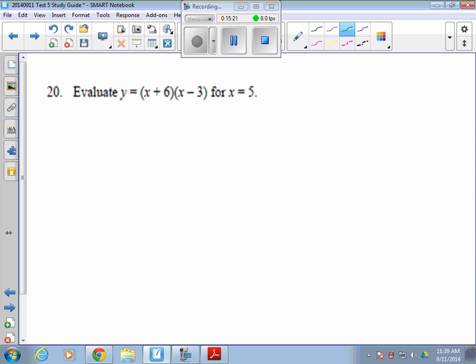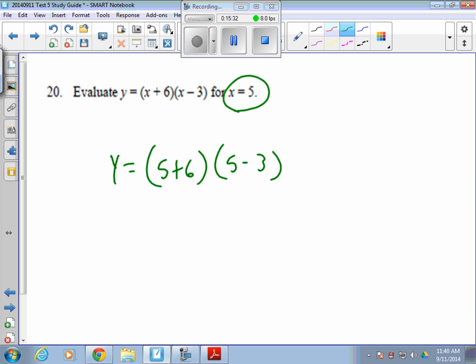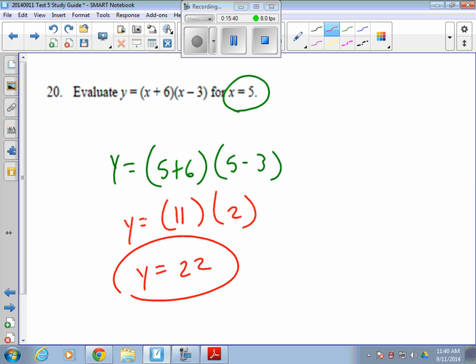Number 20 says to evaluate y equals x plus 6 times x minus 3 for x is equal to 5. So y equals 5 plus 6 times 5 minus 3. 5 plus 6 we know is 11 times 5 minus 3 is 2. Y equals 11 times 2, which is 22.